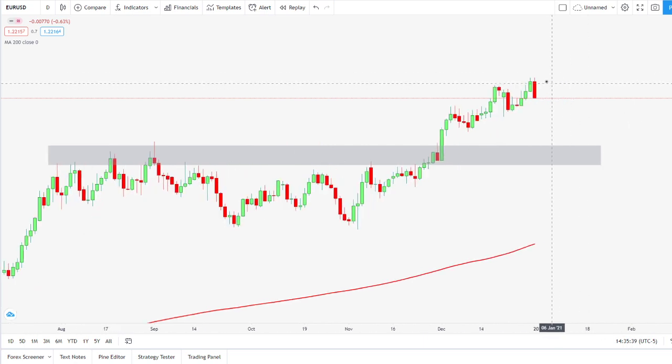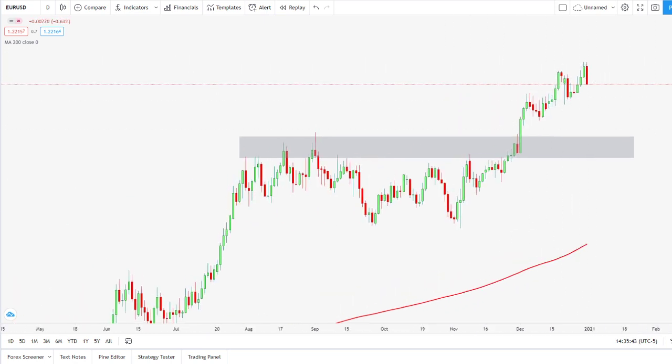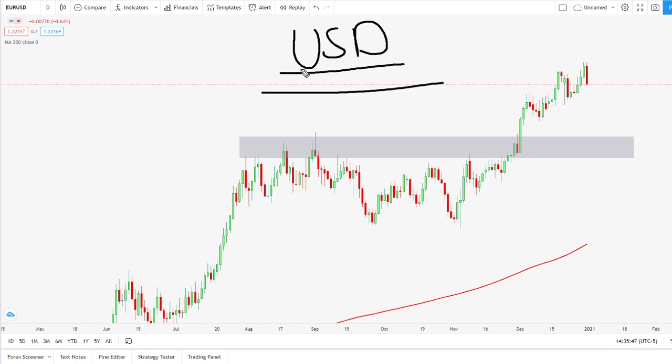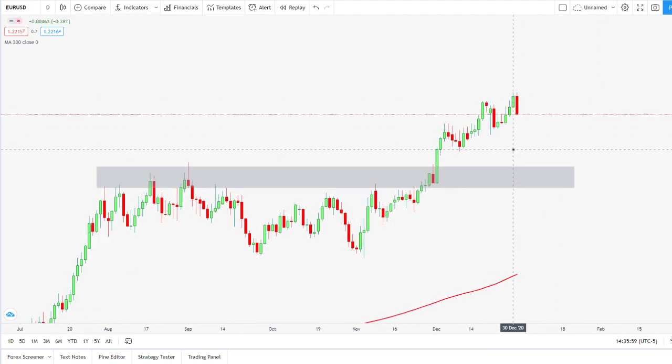Now it brings us into 2021. And the question is, is Euro dollar going to continue? And the real big question is, what's the US dollar going to do? Because right now the US dollar being very weak has driven this price up, because the euro and the pound and other things have risen compared to that weak US dollar. Is the US dollar going to continue to be bearish? Well, my opinion is yes.